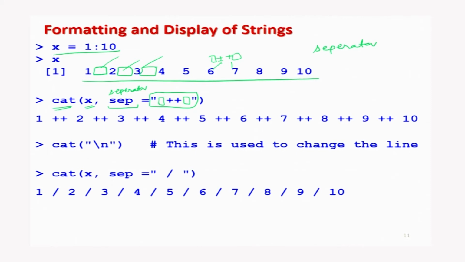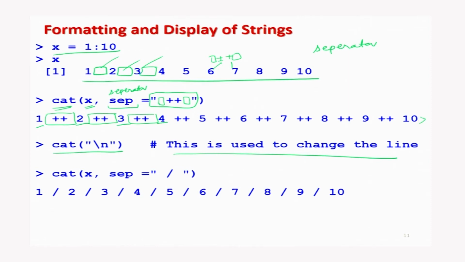So now if you try to do it, this outcome will look like this: 1 2 3 4, and you can see here between every pair of numbers this separator is inserted, right? And because I am doing it continuously on the R console, I am using here the command cat within parentheses and within double quotes \n. So this is used to change the line. Otherwise, if you don't do it, this prompt sign will come over here, as I explained to you in the earlier example.